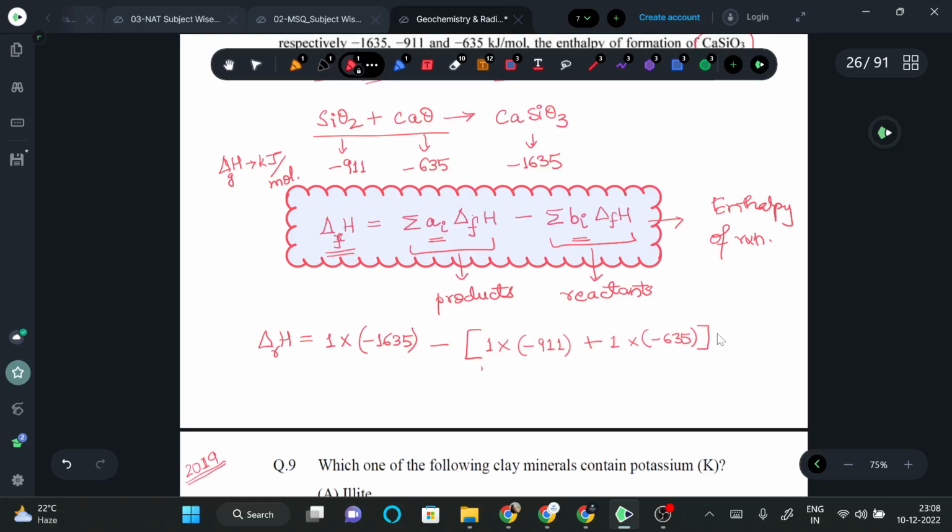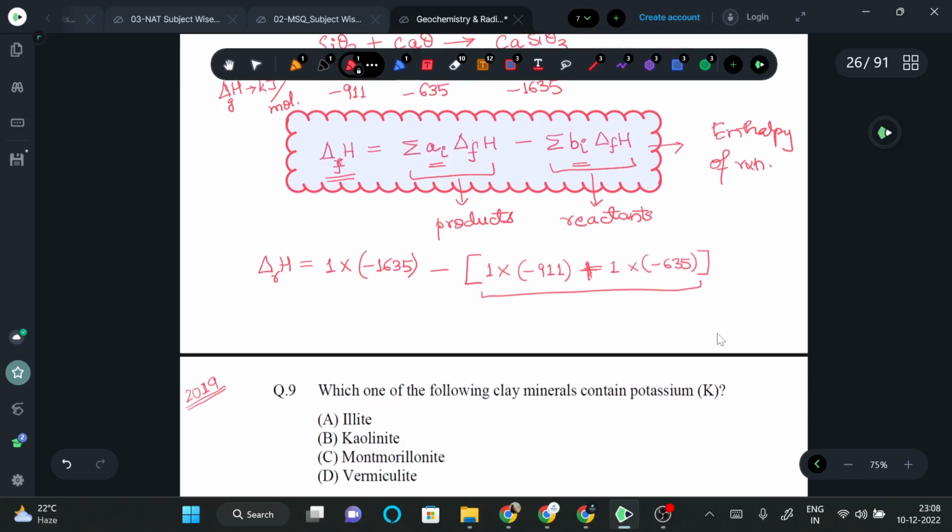So this square bracket is for the reactants. Delta H for reactants. This will be plus in between. We'll add the delta H values. So now it is a pretty simple one. Now it is just about calculation.